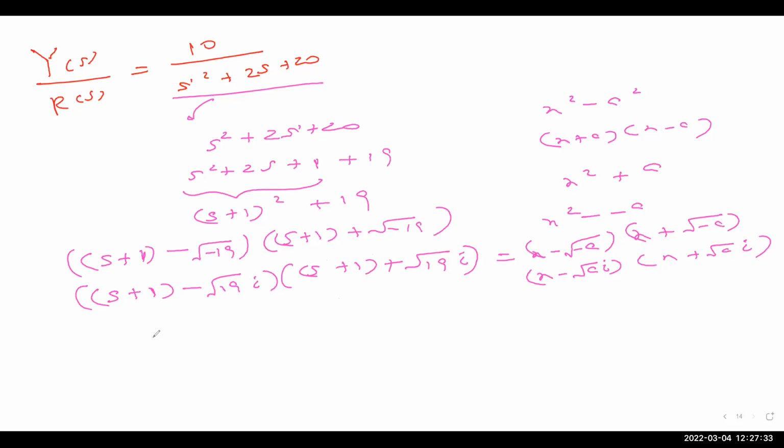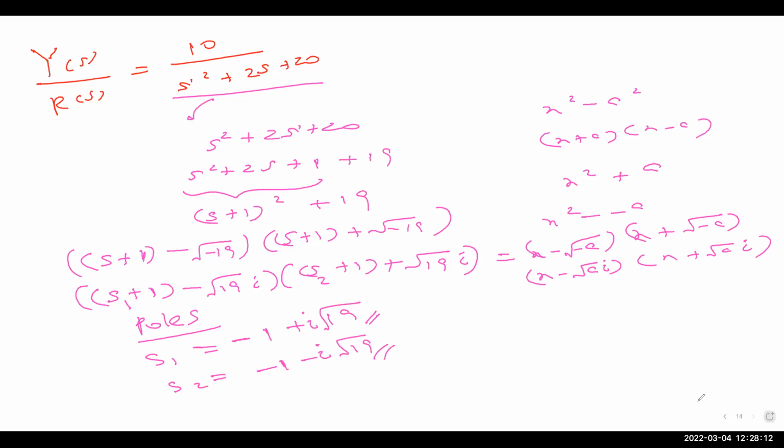If you want to write the poles, that's the first question, poles. Simply you can get these as S1 and S2. So S1 is simply minus 1 plus i square root 19 and S2 is equal to minus 1 minus i square root 19. That's the answer for the first part, so we have got the poles now.